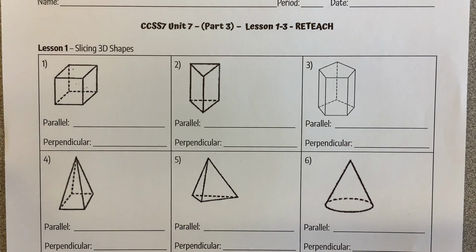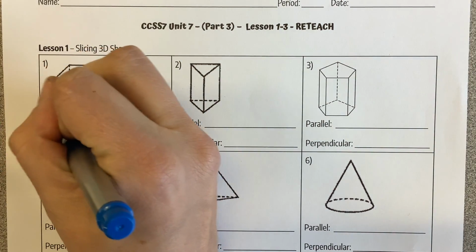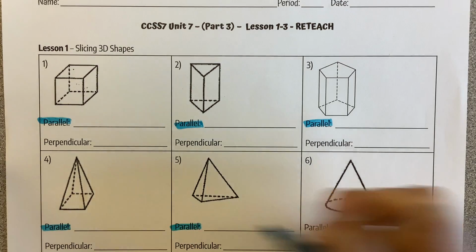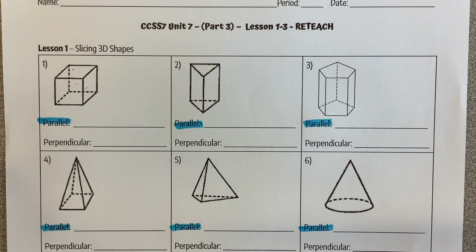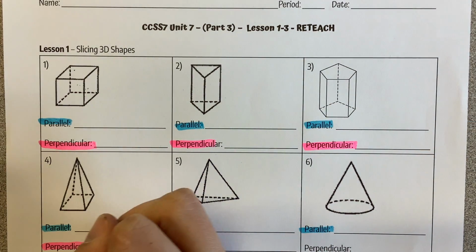All right, let's look again at volume and at slicing three-dimensional shapes. So first lesson is slicing 3D shapes. So we are slicing things that are parallel to the base, and we are slicing things that are perpendicular to the base.